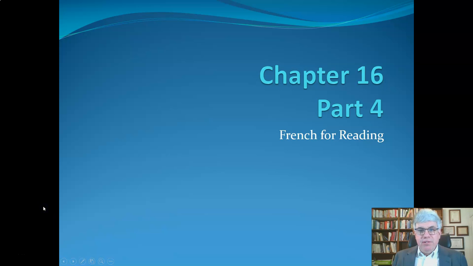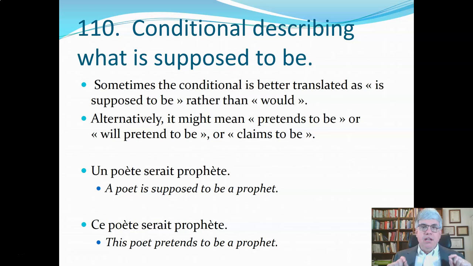16, part 4, French for reading. We're going to look at two special uses of the conditional. First one is going to be the conditional describing what is supposed to be. It might not actually be the case. So sometimes the conditional, rather than using would, we can use is supposed to be rather than translating.